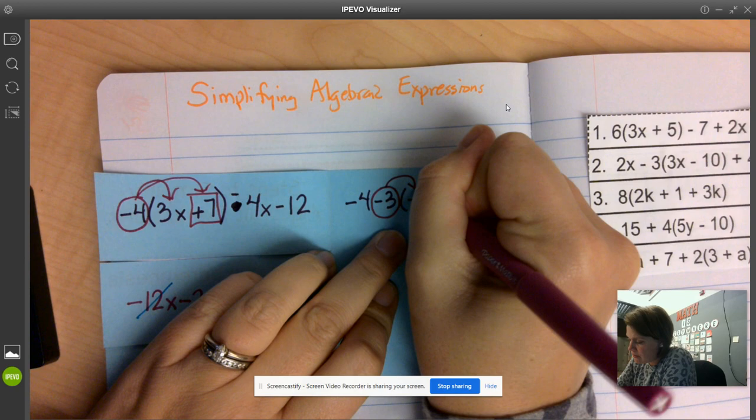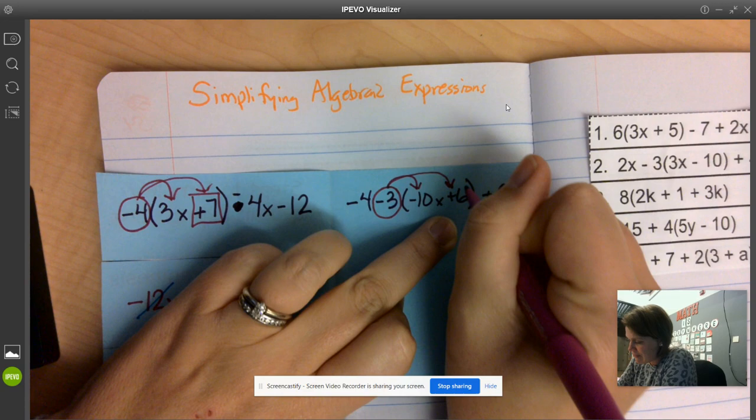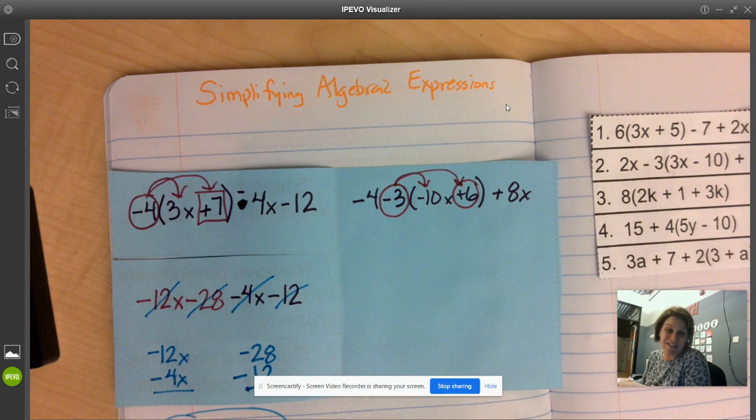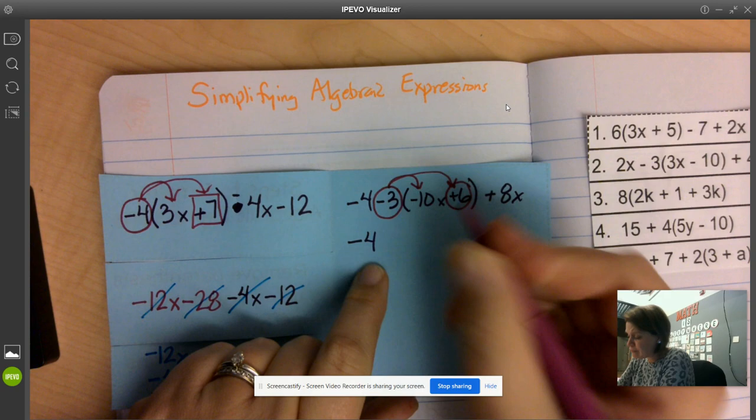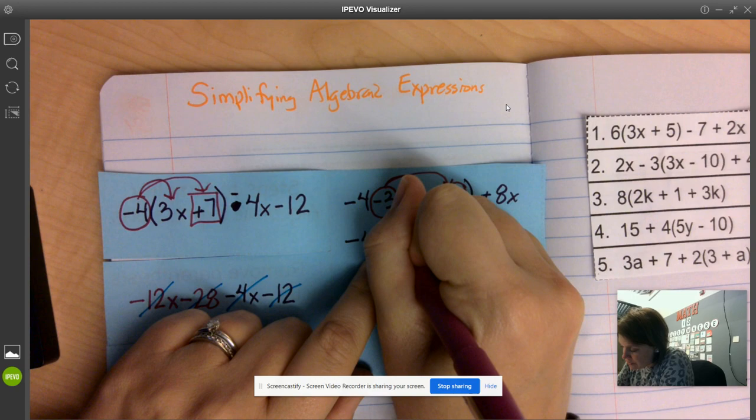We have that negative 10x. And we're going to distribute it here. We have a positive 6. Okay? So I'm going to bring down what is not related to the pink first. I'm going to bring this negative 4 down. Then I know a negative times a negative is going to be a positive. 3 times 10 is 30. And then I have that x as well.